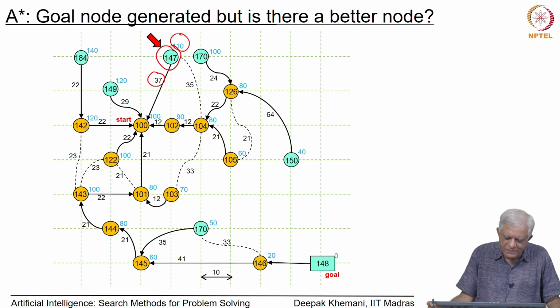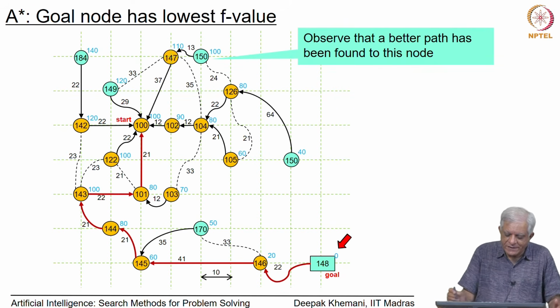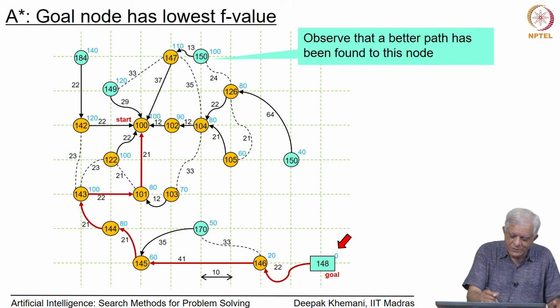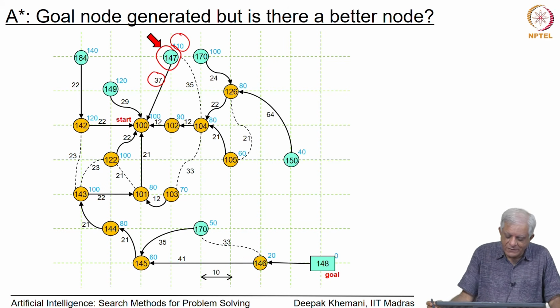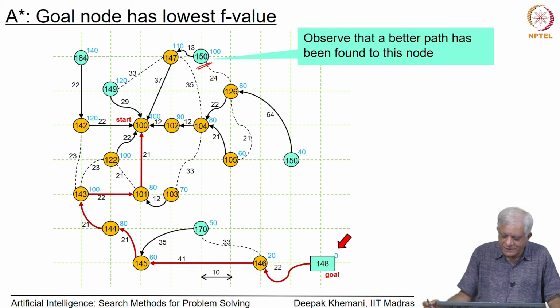So, it picks this node with 147, and you can observe that at this point it has found a better path to this particular node. Its value has come down. It was 170 just before this node was expanded, and now it has become 150. It has found a better path, but 150 is not good enough to compete with the path that it has found to the goal, which is 148.